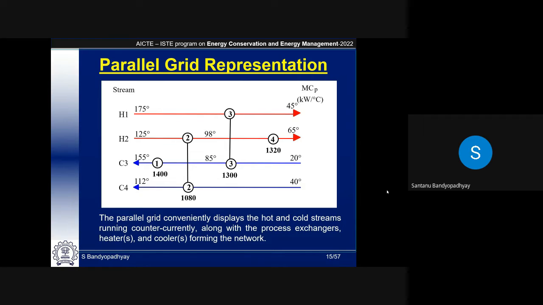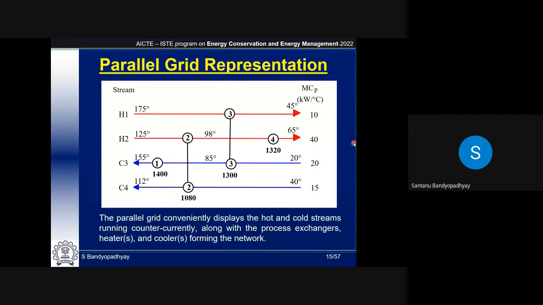Now, the next important point is we try to calculate what is the mass flow rate into CP or MCP. Now, MCP can be calculated using the equation Q equals MCP delta T, or change in temperature. So let me do it for H1. It starts from 175, goes to 45 degree. That means change in temperature is 130, and duty is 1300. So Q is 1300, delta T is 130. So what will be MCP? MCP is Q divided by delta T, 1300 divided by 130, so it will become 10. Now we can calculate similarly for H2, C3, and C4.